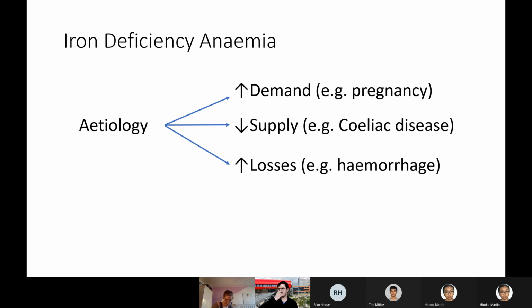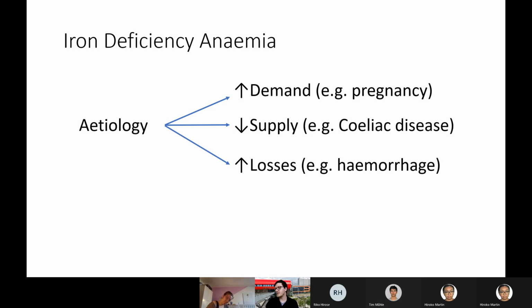Iron deficiency anemia, very briefly, could be because of increased demand, such as pregnancy, or decreased supply, such as in celiac disease. Decreased supply means we're not absorbing it very well, or we're just not taking in as much as we want to. This can happen, for instance, with old people suffering from dementia, who forget to eat or forget to take in the proper supplies and might get iron deficiency anemia.